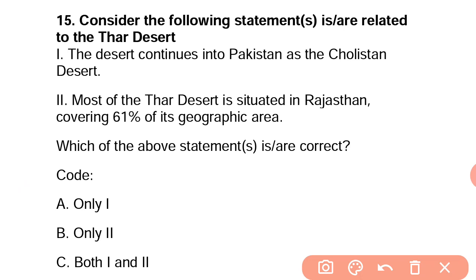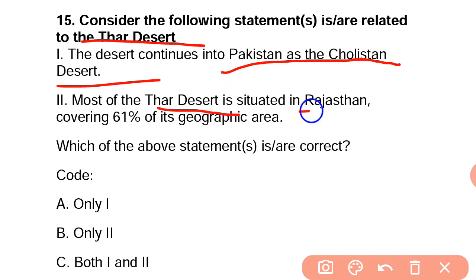Consider the following statements related to the Thar desert. I. The desert continues into Pakistan as the Cholistan desert. II. Most of the Thar desert is situated in Rajasthan, covering 61% of the geographic area.